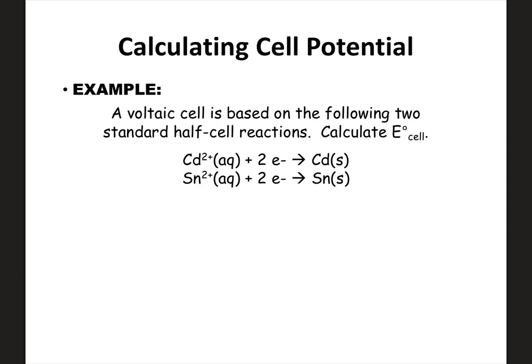Let's look at a simple first example. This one says we have a voltaic cell based on the following two standard half cell reactions. We want to calculate E naught. They are giving us these two standard reduction reactions. Both of these substances are being reduced; they're gaining electrons. I'm not given the overall reaction, so I can't figure out who's being oxidized and who's being reduced from that. So I need to look up the standard reduction potentials, and the one that's more positive is going to stay as reduction. You have to find these on your standard reduction potential list.